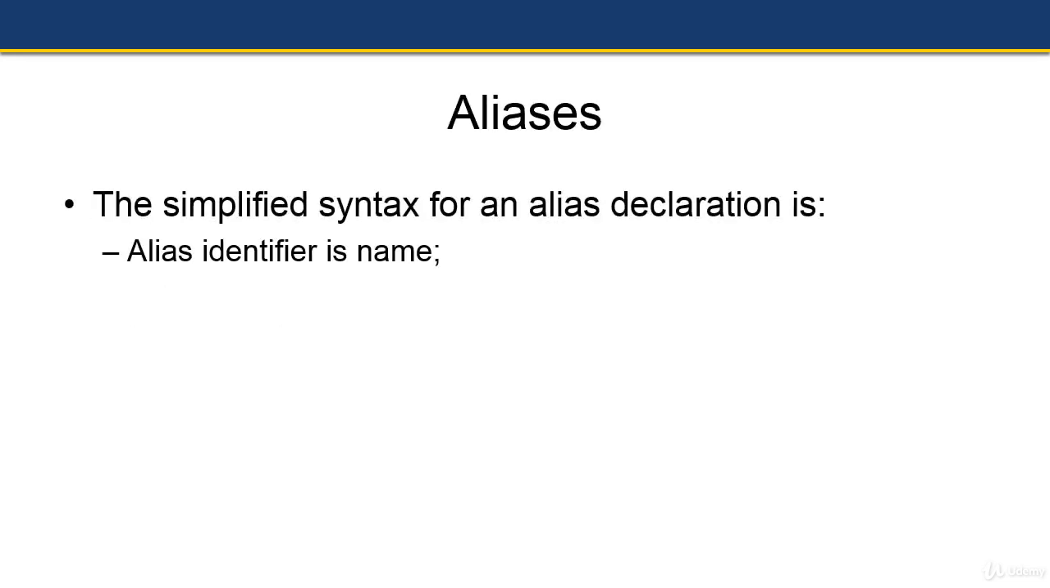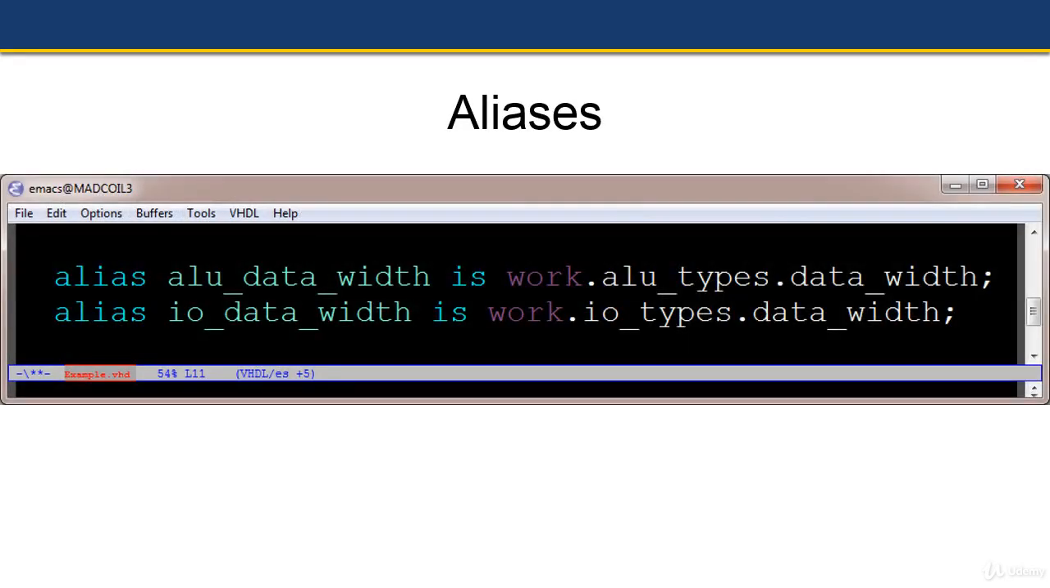The most straightforward version of the alias syntax is the simplified version, which is defined here as: alias identifier is name. One of the things we're looking to do when we're using aliases is basically to use shorter versions and more descriptive versions of a longer string.